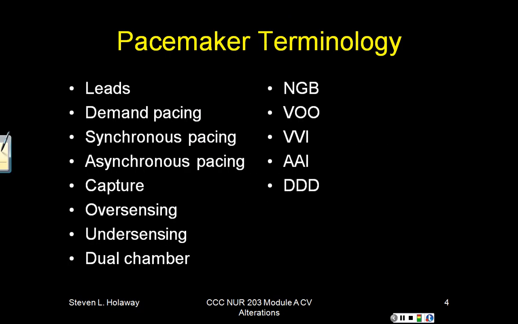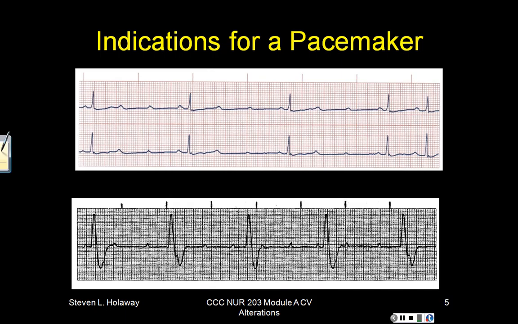So as we look at pacemaker terminology, we're going to be looking at leads, demand pacing, synchronous pacing, asynchronous pacing, capture, oversensing, undersensing, talking about dual chambers. We're going to look at the NBG code, and under that code we're going to look at VOO, VVI, AAI, and DDD. So what are the indications of a pacemaker?